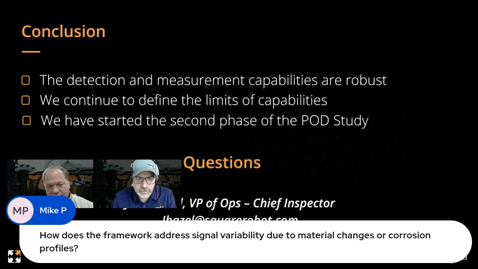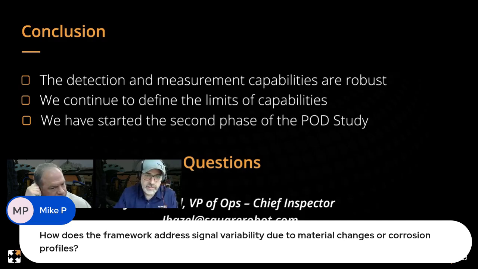All right, how does the framework address signal variability due to material changes or corrosion profiles? Currently, the way we're set up, we are able to see signal variability with our PAUT system. There was also a question of the non-homogeneous layer, and did we do a water draw to pull that out? We can actually see through a lot of the non-homogeneous layer, or the rag layer that sits on the bottom of the tank. It can interfere with our signal, yes, but we're still able to get proper echoes through the bottom of it. But any kind of water draw that would pull that out would help.